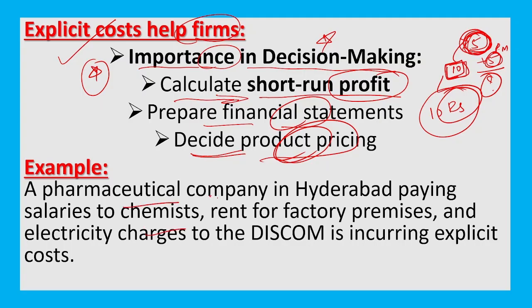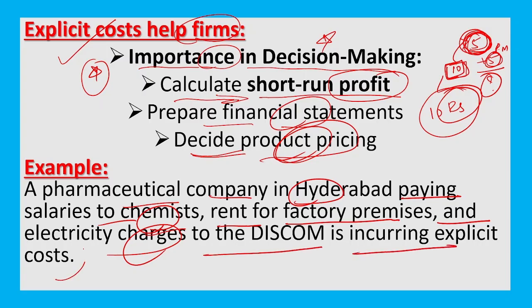A pharmaceutical company in Hyderabad paying salaries to chemists, rent for factory premises, and electricity charges to the discom is incurring explicit cost. सिंपल एग्जाम्पल दिए हैं कि मैन्युफैक्चरिंग एक्टिविटी या कंपनी चलाने के पीछे जो बेसिक अनअवॉइडेबल कॉस्ट या एक्सपेंसेस है वो किए हैं कंपनी ने। कोई फार्मास्यूटिकल कंपनी है हैदराबाद में, वो सैलरी केमिस्ट को देती है, फैक्ट्री जो प्रीमाइस ली है उसको रेंट भी पे करती है, और इलेक्ट्रिसिटी चार्जेस भी वो देती है। तो ये सारे बेटा जितने भी एक्सपेंसेस है, all these expenses are considered under explicit cost.